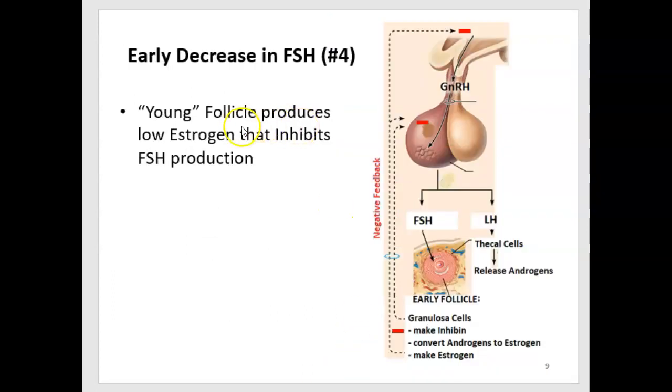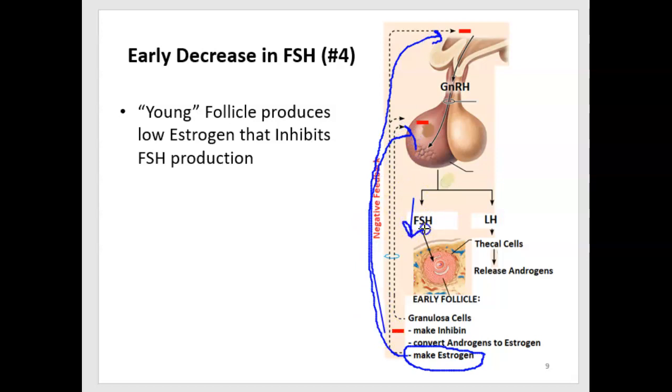So early on, as the young follicles are growing, and we haven't quite yet made a dominant follicle, that's coming up next. The granulosa cells that are making estrogen are actually inhibiting both the hypothalamus, or at least the estrogen is, and the pituitary. And that causes a decrease in FSH. Ultimately, that's going to make this young follicle become a dominant follicle. So that's what happens first.